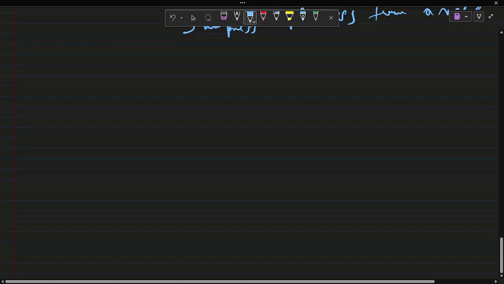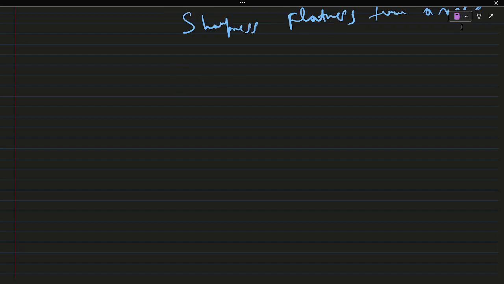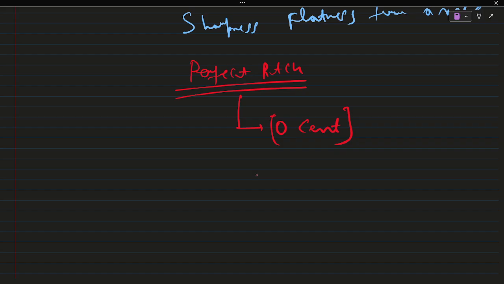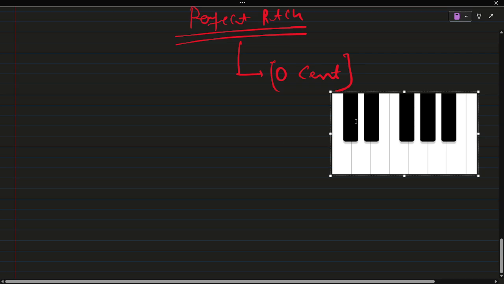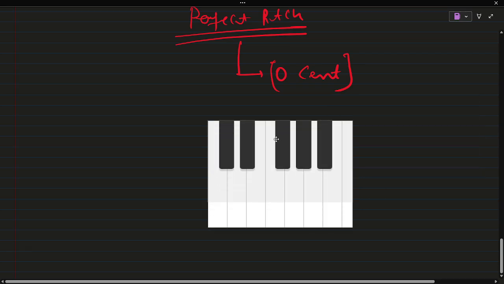So I think if you are into music, you will definitely hear the term perfect pitch. Perfect pitch means 0 cent. 0 cent is the perfect pitch for a particular note. Okay. So here, again, I have to take the image of an octave.